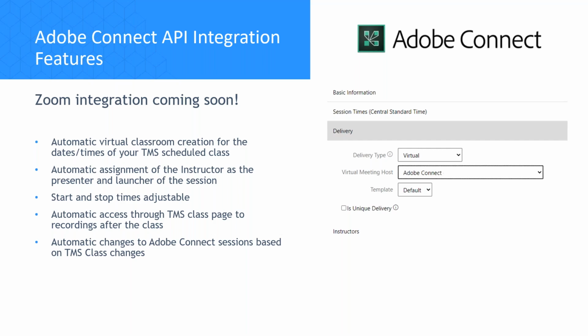And then the general synopsis here is, if you make a change to the TMS class, it automatically changes the Adobe Connect class or Zoom class in the near future. That API integration is really, really simple and easy. And again, we'll show you how simple and easy in just a little bit.